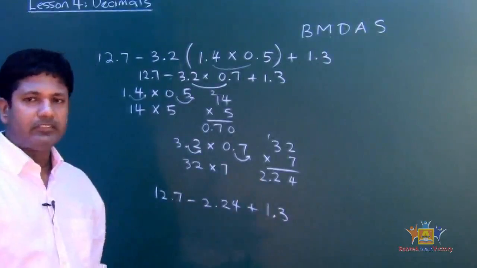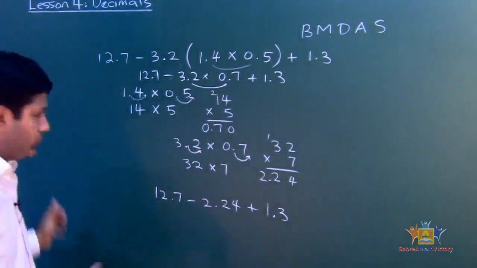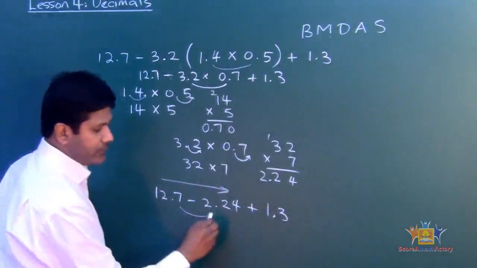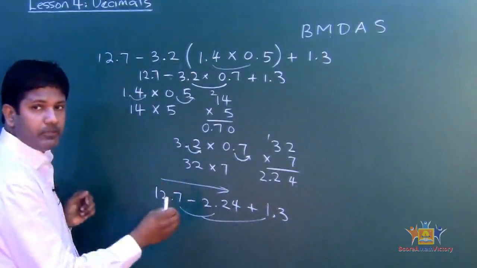So who comes first? Doesn't matter who comes first. You're going to use the left to right method. That means I'm going to subtract first and then I'm going to add. So let's take that. When I'm subtracting, what principle do I use?